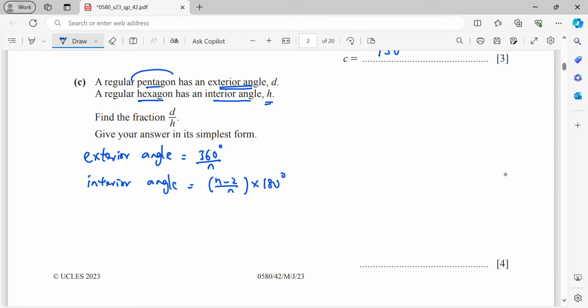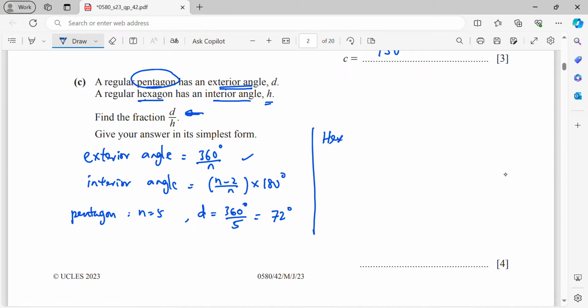So for the pentagon, we know that a pentagon has 5 sides. That means n equals 5, and the exterior angle is D. So D equals 360 degrees over 5. Now you need to find the fraction. 360 degrees divided by 5 is 72 degrees.